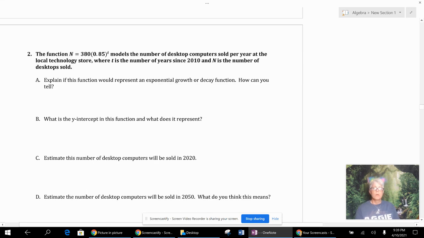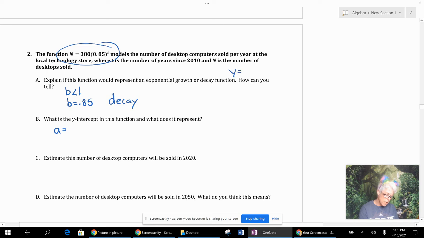I'm looking at desktop computers that are sold at a particular store, and so we have this function right here. It wants to know if it's growth or decay. I'm looking at it and I see that b is less than 1, because b equals 0.85. That means it's going to be decay. So again, you want to be able to read that pretty quick. What is the y-intercept? The y-intercept, remember, is a. I'm going to write that formula here again: y equals a b to the power of x.